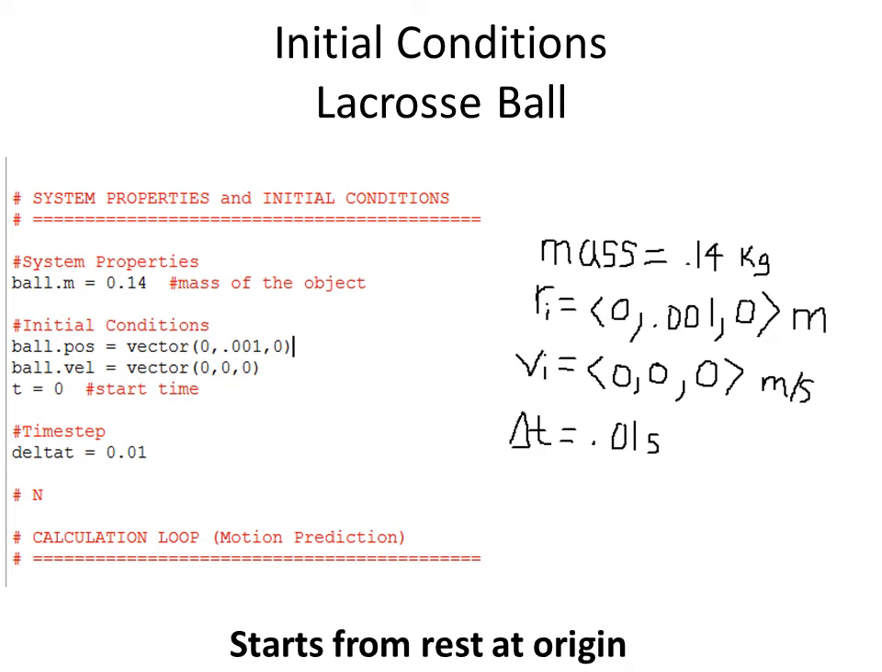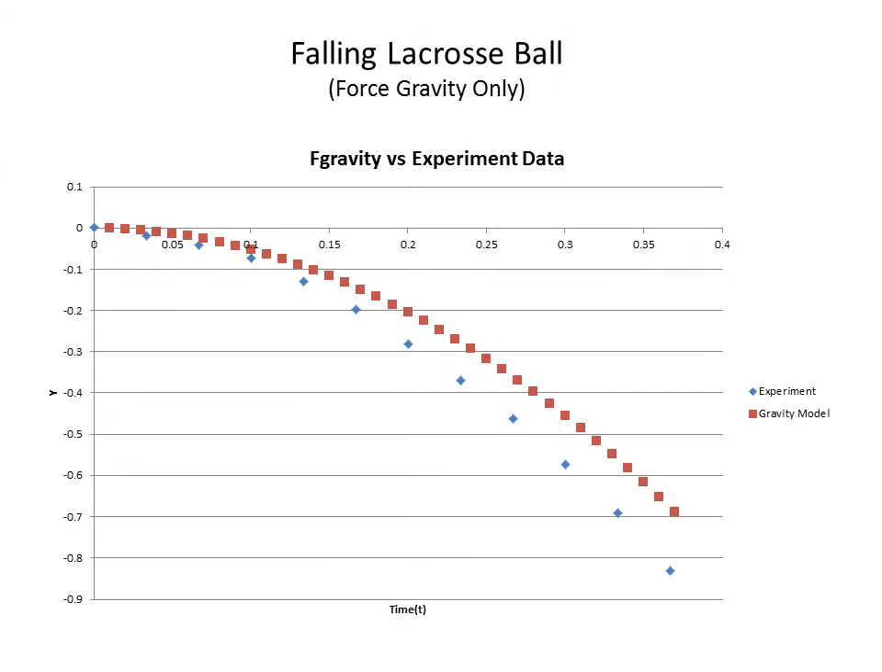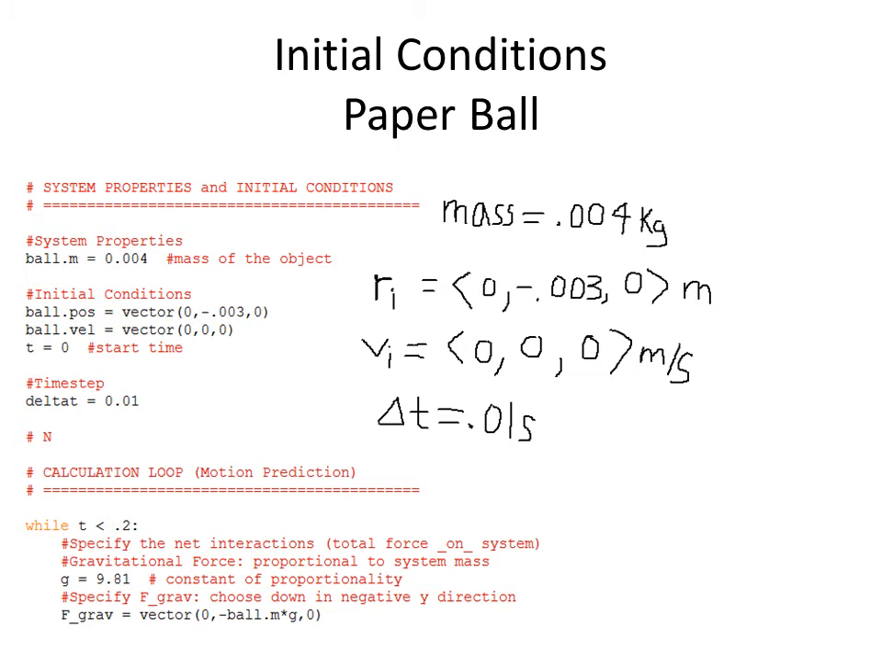The initial conditions of the lacrosse ball were: I started t at 0 and ran until t equals 0.37. I set a delta t of 0.01 so it would be small compared to the total time. The mass was 0.14 kilograms and it started at 0.001 in the y direction with an initial velocity of 0. Here is the graph of the falling lacrosse ball compared to the model of force of gravity only. As you can see, they are both exponential and the velocity is increasing as it falls.